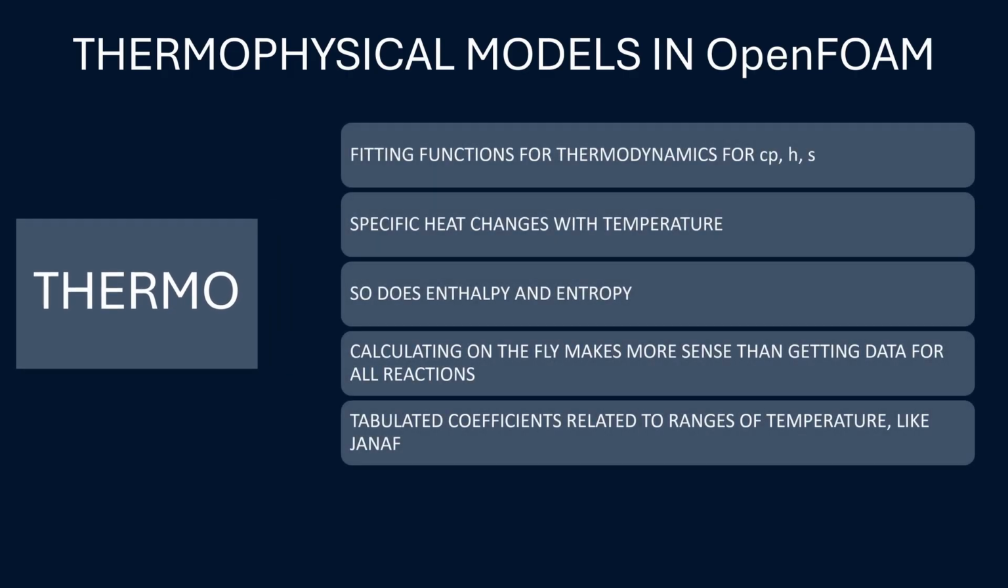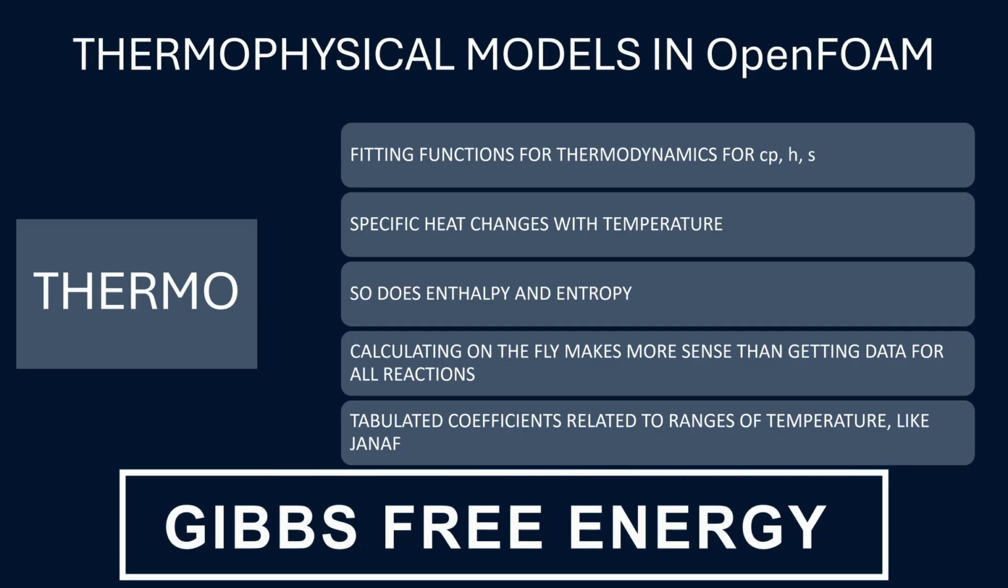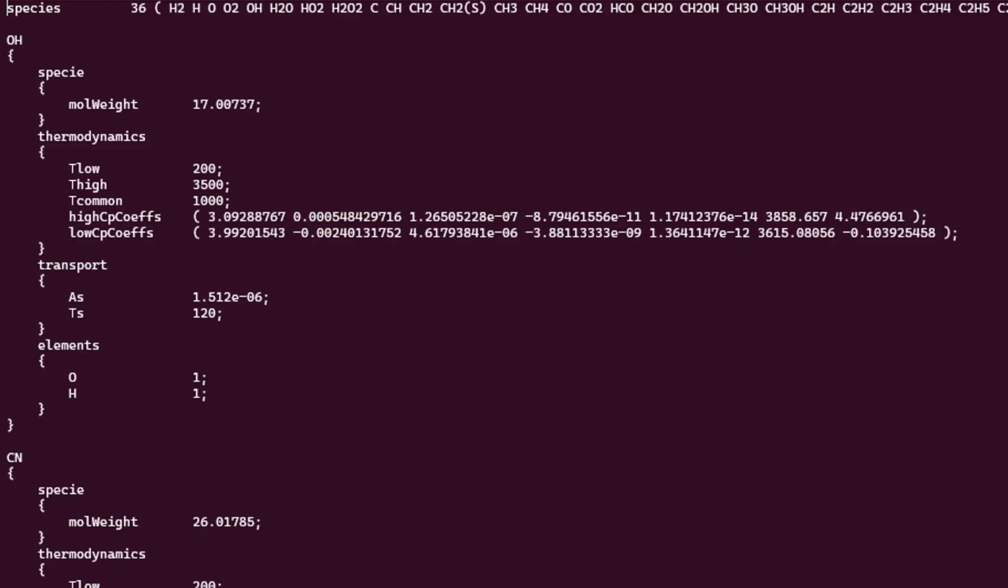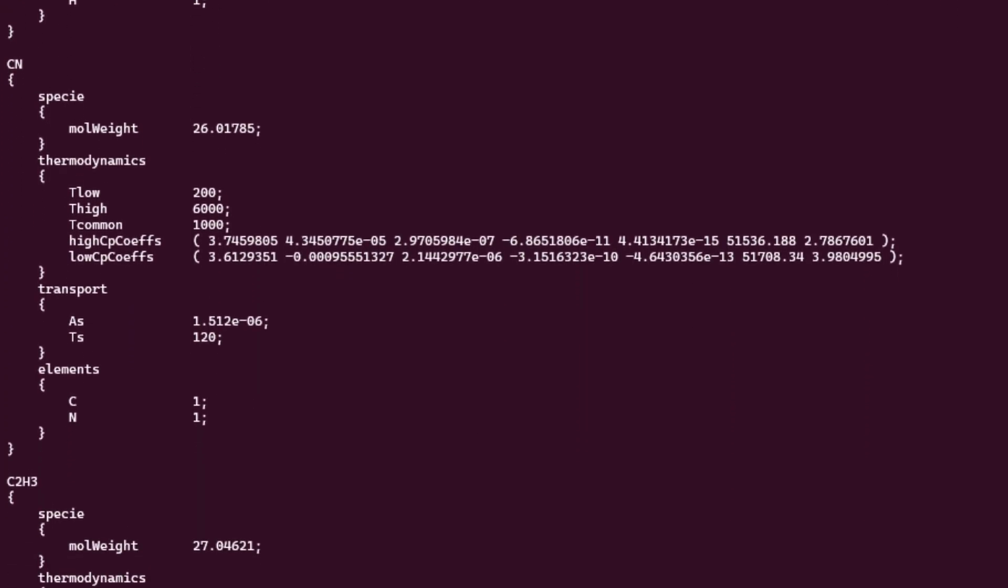Let's start with thermo. This helps explain what the fitting functions are for calculating your specific heat, enthalpy and entropy. Ranges from absolute values to sensible values and also the Gibbs free energy, explained later. These properties change with temperature and we require good models to explain how they change. The way we do it is by providing tabulated data with coefficients and ranges of temperature to help the solver calculate these properties on the fly.